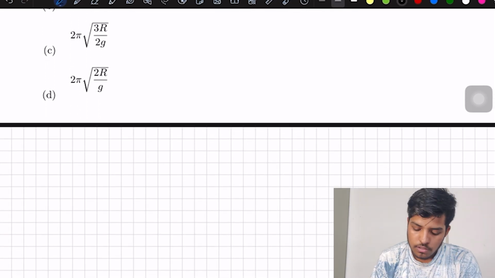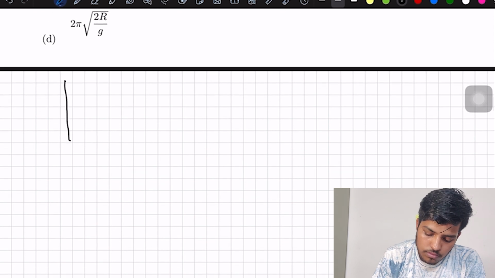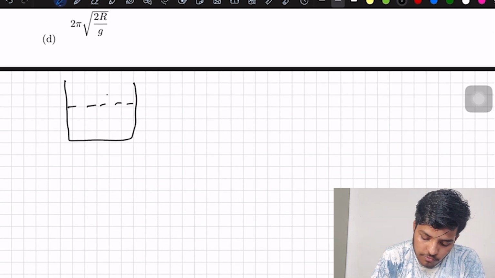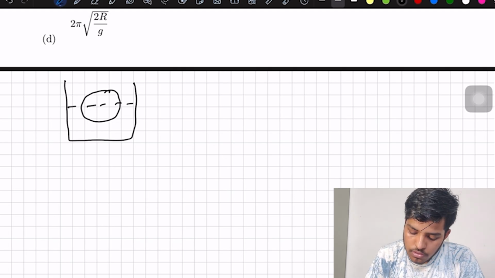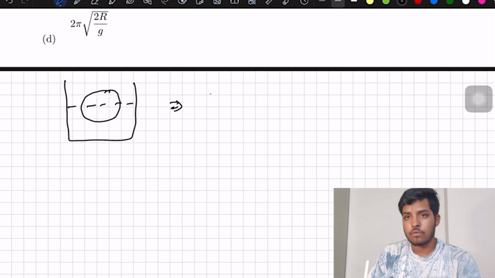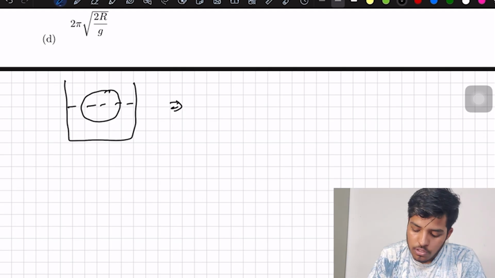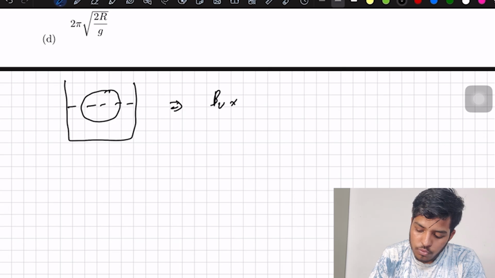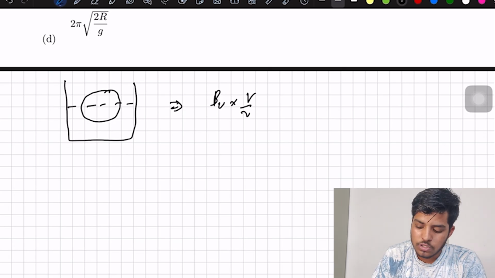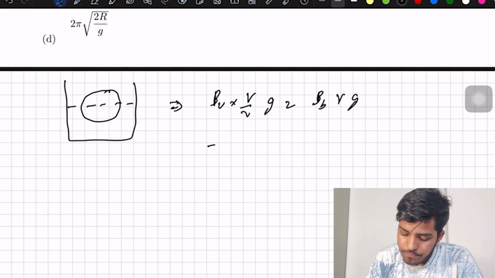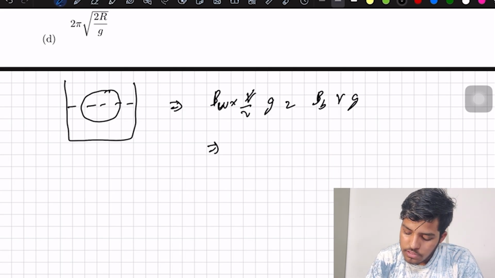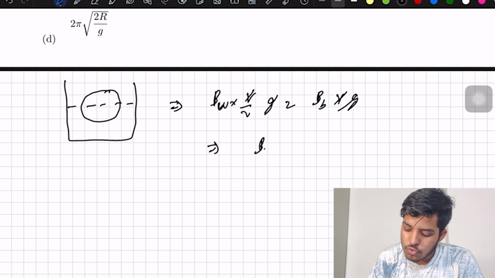So let's solve it. So this is the sphere, and it is half submerged. So mg of this sphere, its weight, equals the buoyant force applied on it. So rho w into V by 2, as half of the volume is submerged, into g equals rho b V into g. So V got cancelled, g got cancelled. The rho of water equals 2 times the density of the body.